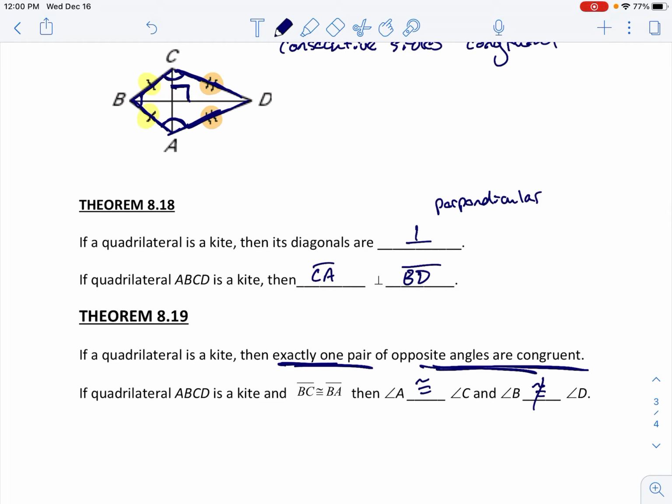When I look at angle B here, it is formed by 1 tick mark, 1 tick mark sides, and D is not formed by the same 2 sides. So it is completely different than the other 3. So that's how I remember it: look at the 2 angles that are formed by the same tick mark sides. So if we look at C and we look at A, we're going to see that they're both formed by the 1 tick mark and 2 tick mark sides.